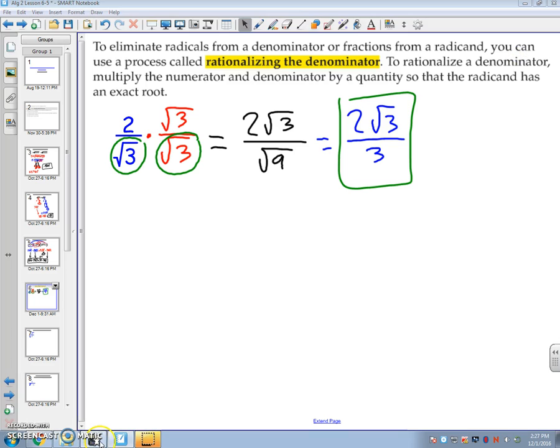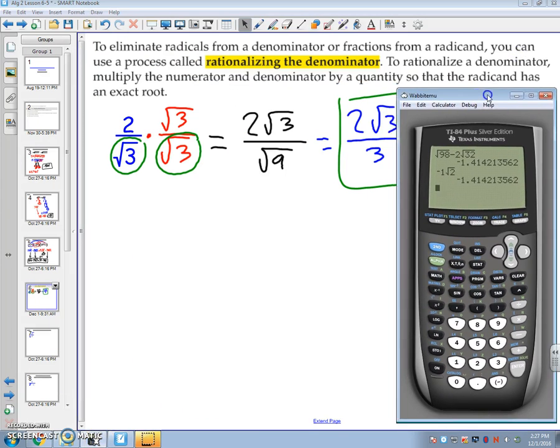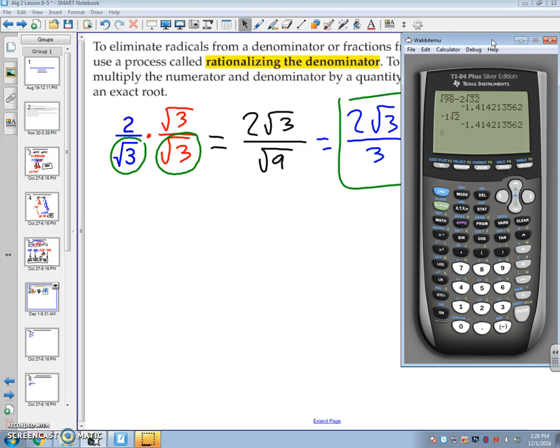And again, to show y'all that they're the same, we have the fraction 2 divided by the square root of 3. Oops, wrong thing. 2 divided by the square root of 3 is this. And if I do the other fraction, 2 square root 3 divided by 3, it's the exact same thing. So we're just making it conform to the standards, no square root signs or any root signs on the bottom of a fraction.